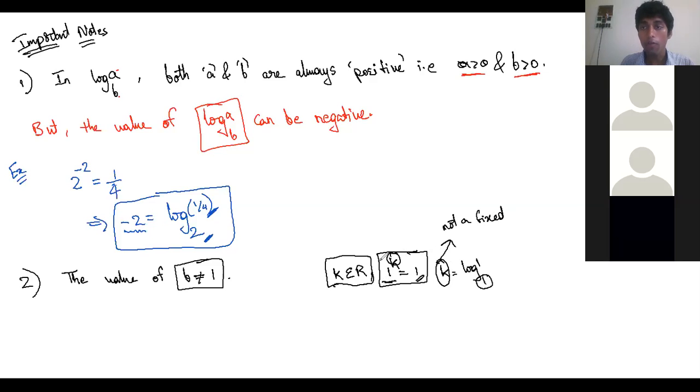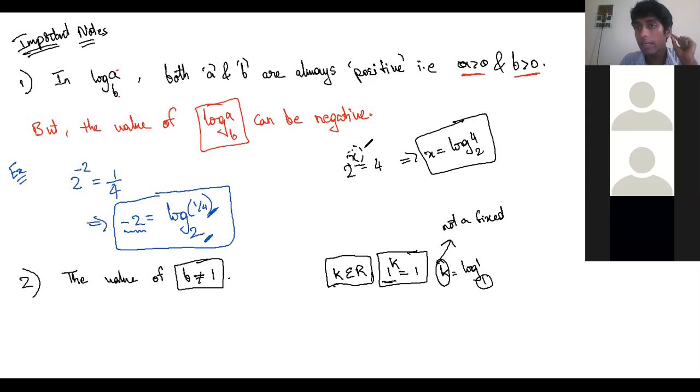See, the point of logarithm is to find the exponent. You should understand this carefully. Logarithm is a topic we use to find the exponent. For example, if I say 2 power x is equal to 4 and I want to find x, that implies x is equal to log 4 base 2. That is what logarithms are used for. They're used for finding the exponent. So this is the main utility of logarithms.